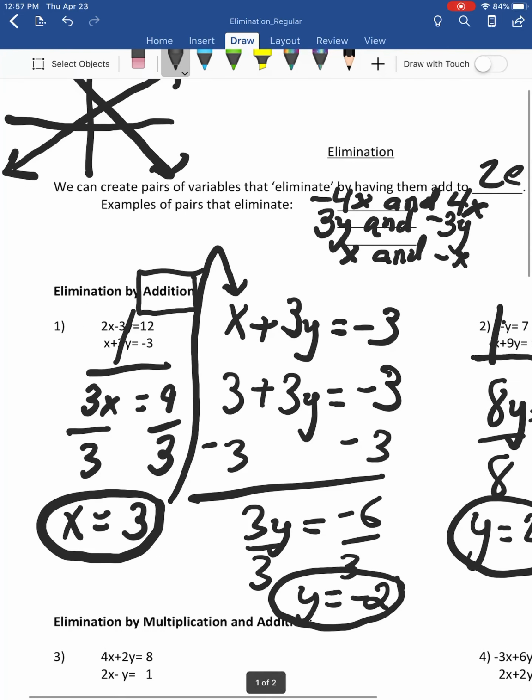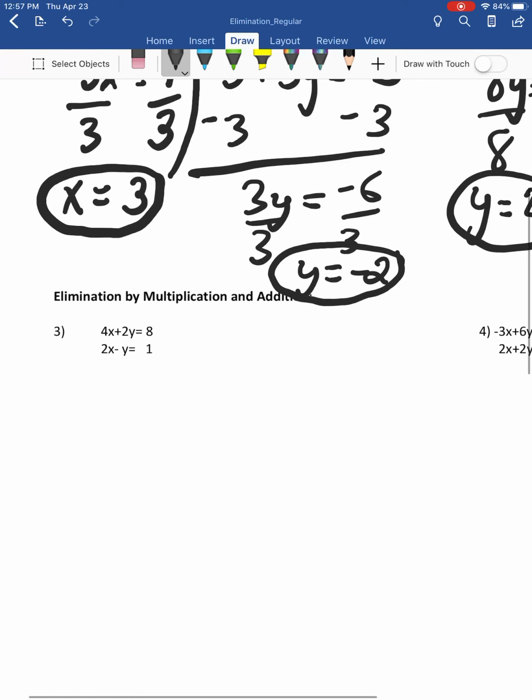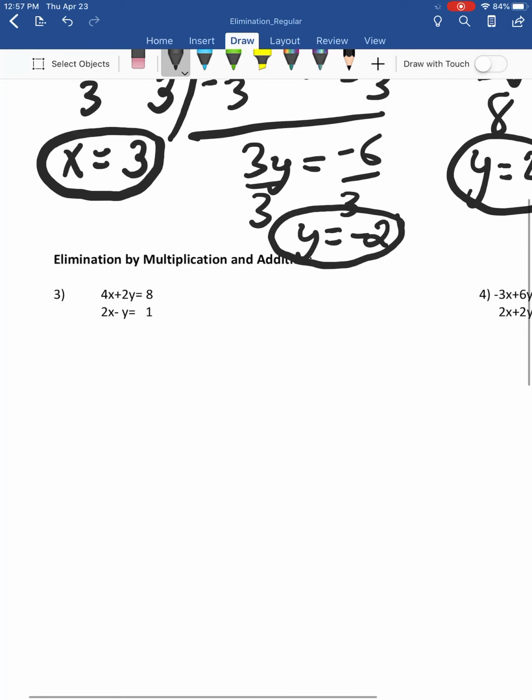All we did was add after we got those pairs that eliminated, but sometimes we have to do something a little more. On number 3, 4x and 2x do not eliminate. 2y and negative y do not eliminate. So what we're going to have to do here is make a pair that eliminates. What do I mean by that? We have 4x over here. In order to eliminate that 4x, I need a negative 4x on the bottom.